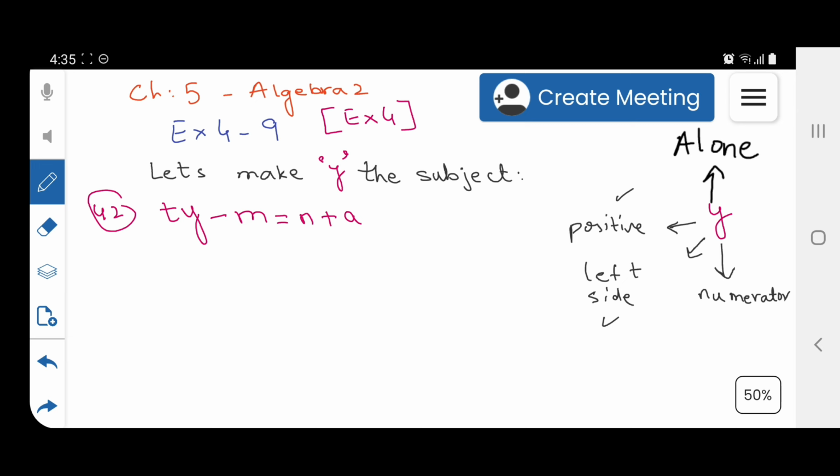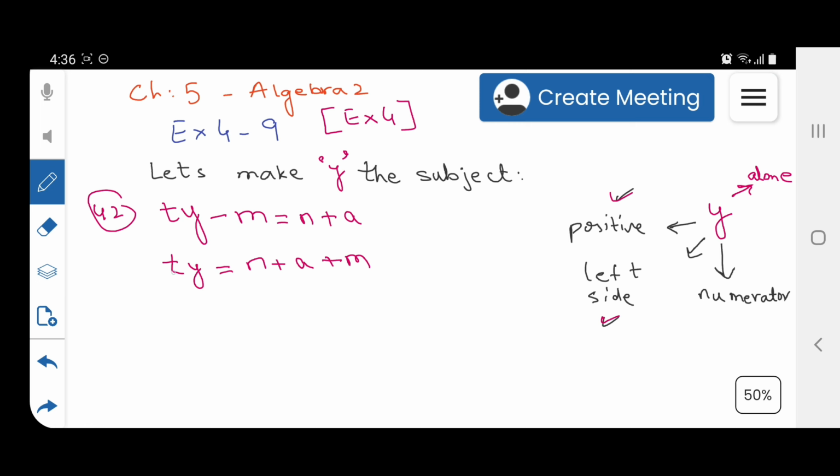Now this time we already have y on the left side, and it is also positive, but it should be all alone, like there should be nothing else. So if we want to keep it alone, how can we do that? First we have to move this m, like ty. Now m is getting subtracted on one side. If we are going to send it to the other side, what are we going to do? The opposite of subtraction is addition. So n plus a plus m.